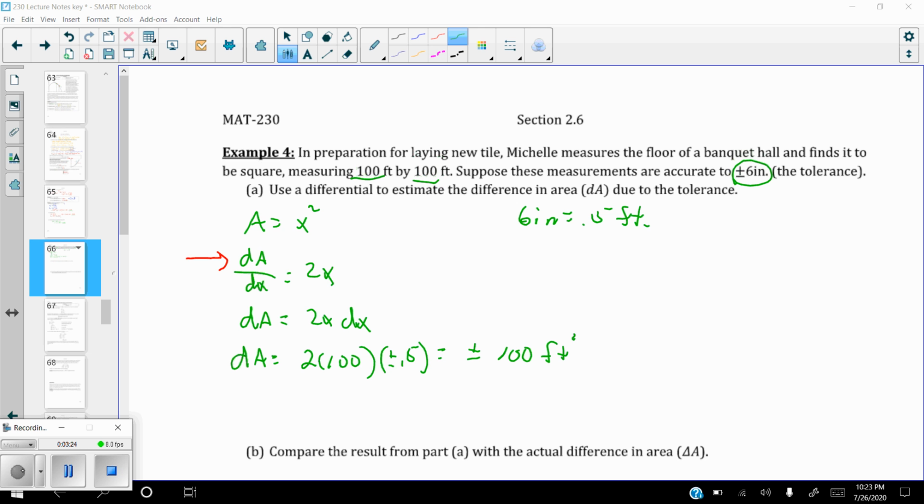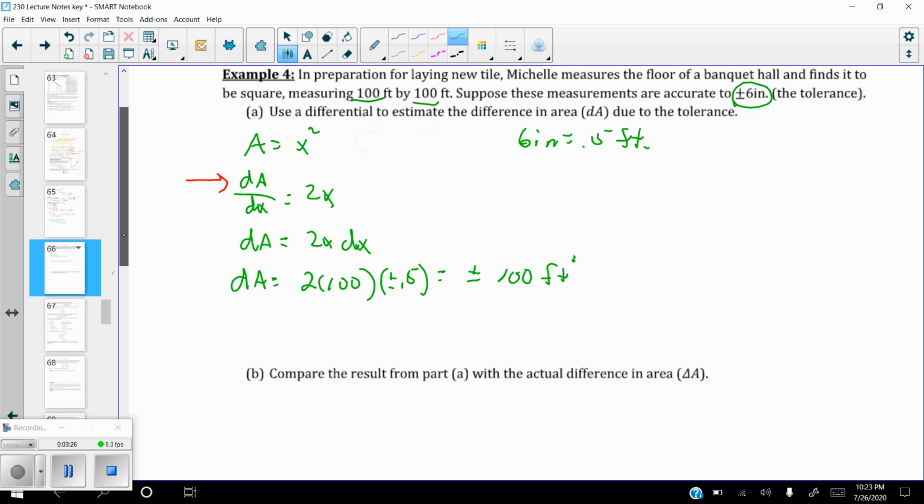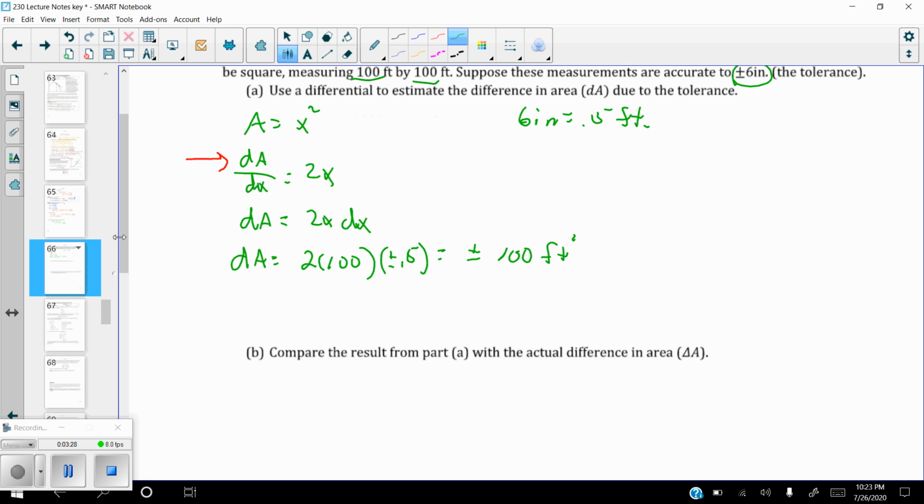Okay, now part B, it says to compare the result from part A to the actual difference, the actual delta A, or the actual change of area. Well, to do the actual change of area, we have to take into account both the plus and the minus of the 6 inches, or the 0.5 feet. So if I want to find the actual change of area, we'll call this delta A. Horrible, delta A. There we go.